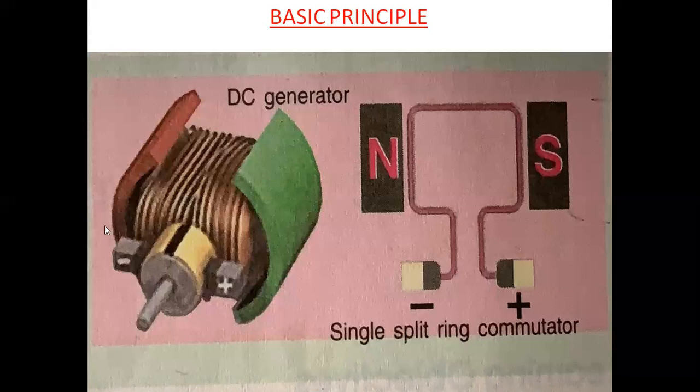Now you will see the DC generator here. This is the armature. These are the poles, the positive and negative brushes, and this is the shaft. North pole, south pole. These are the single split ring commutators, with the positive and negative brushes.